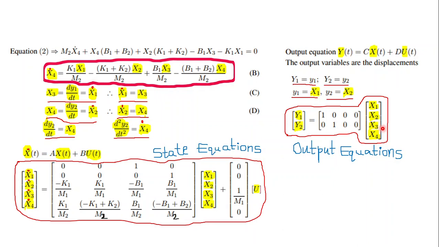Suppose we take the velocities as outputs, means y1 would have become dy1 by dt, y2 would have become dy2 by dt. What is dy1 by dt? x3. What is dy2 by dt? x4. In that case, this would be 0, 0, 1, 0. This would be 0, 0, 0, 1. Or even we can take those two velocities as two more outputs. In that case, y3, y4, and whatever I have said will be appended with these two. That is, they are also added. That's all. So this is how we have to obtain the state equations and output equations for this mechanical system.